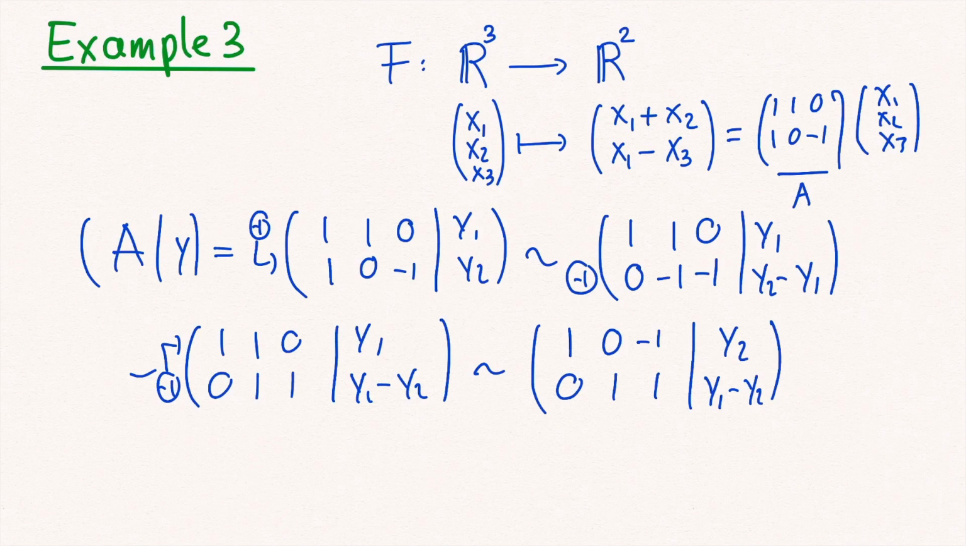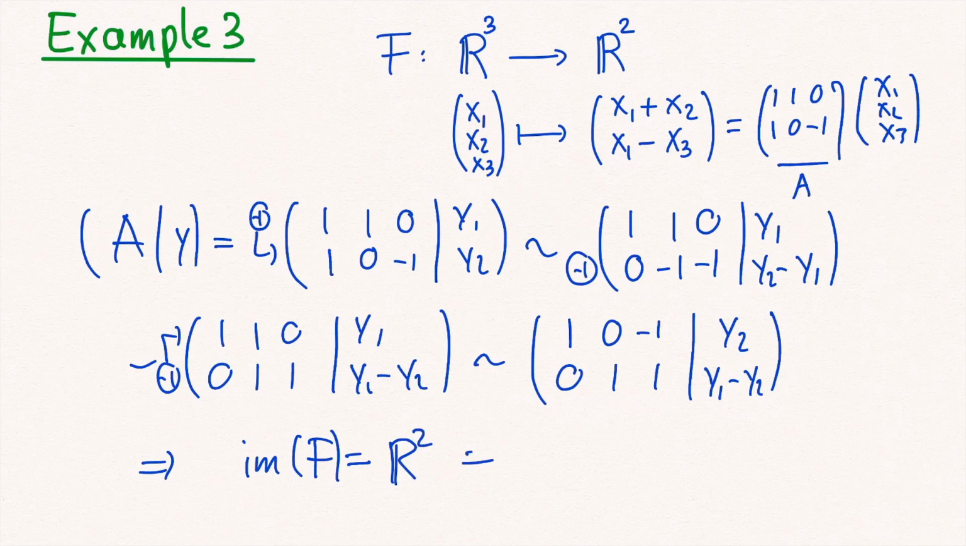Okay, so this is now in a reduced echelon form, and we see there's no row which is completely 0. So this means no matter what y1 and y2 are, we can always find a solution. So in this case, the image of f is everything. And this means f is surjective.